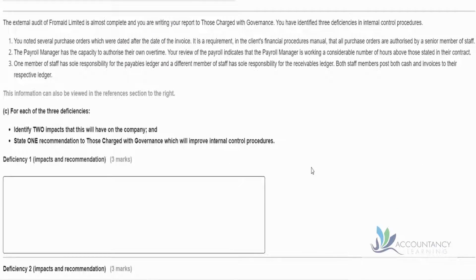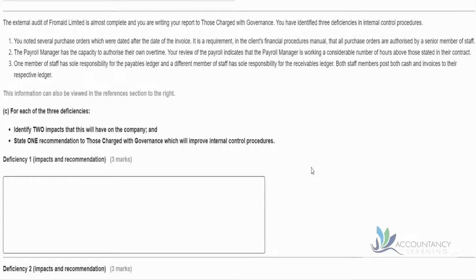Next then, the external audit of Fromhold Limited is almost complete, and you're writing the report to those charged with governance. You've identified 3 deficiencies in internal control procedures. So number 1, you noted several purchase orders which were dated after the date of the invoice. It is a requirement in the client's financial procedures manual that all purchase orders are authorised by a senior member of staff.